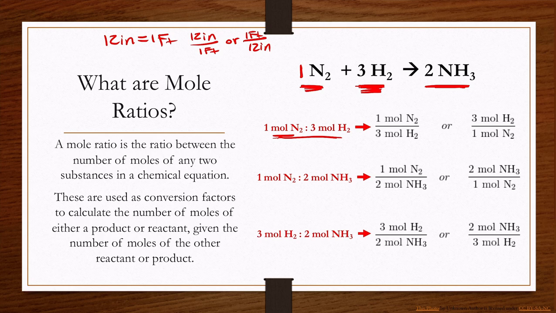And what I want you to notice about these conversion factors is that the unit is going to be the same on the top and the bottom. What is different is the substance that we have on the top and the bottom. And so this mole ratio is going to be the key for us converting from one substance to another substance in our calculations.